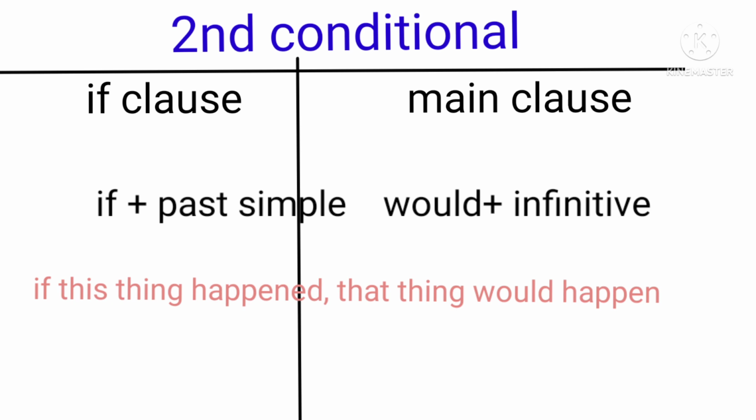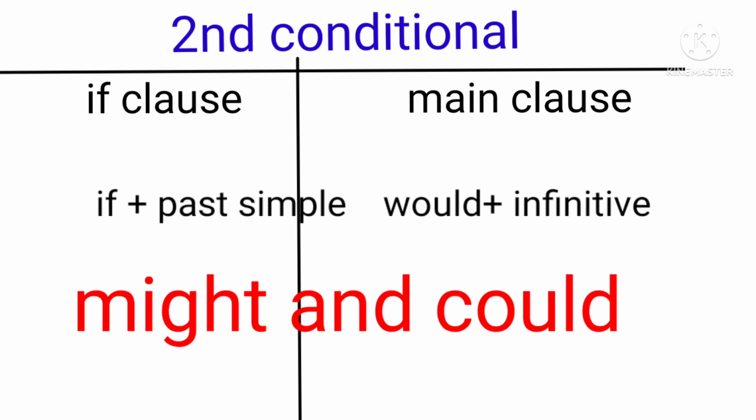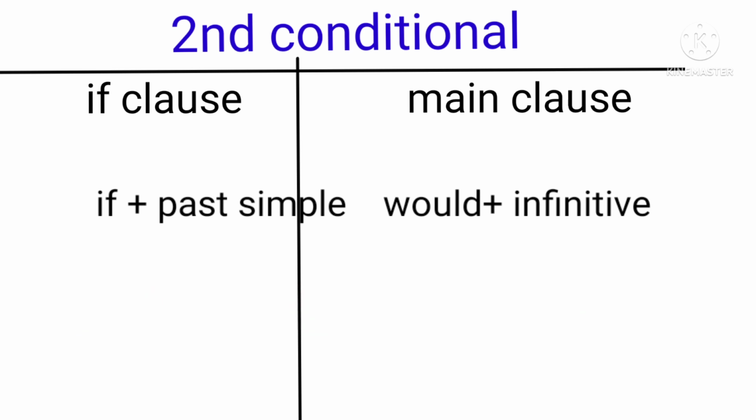Okay, this is very important. If plus past simple, would plus infinitive. Would is probably the most common modal verb you will see, but you can also use other modal verbs like might, could, which are also possible. You use the second conditional to speak about dreams, imagined present or future conditions plus an unreal result. We use the past simple here, you see, but we really are speaking about the present or future.